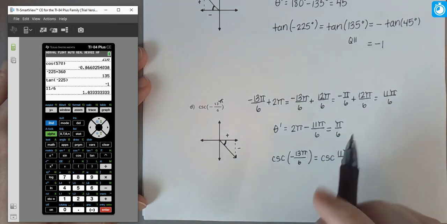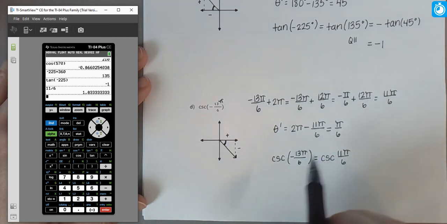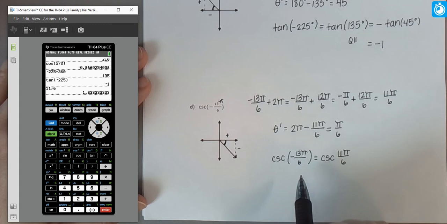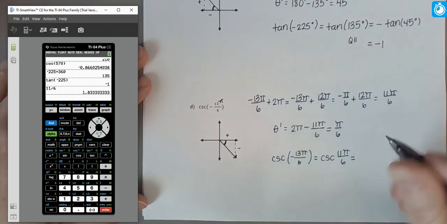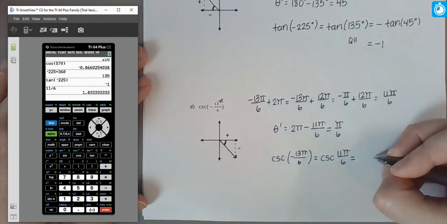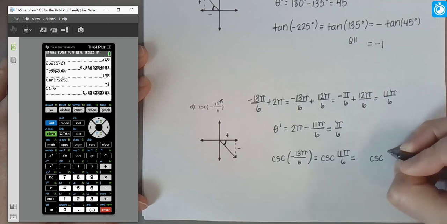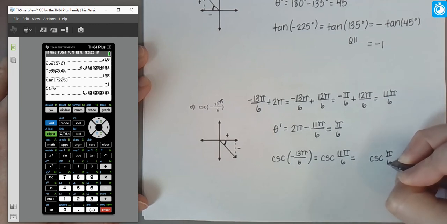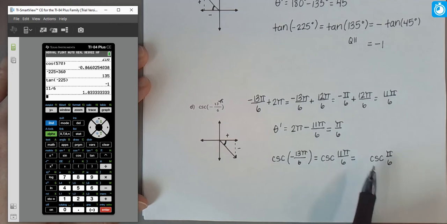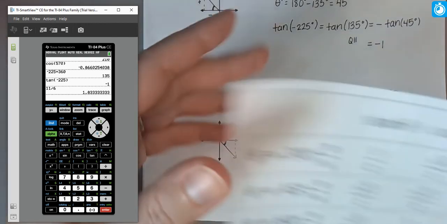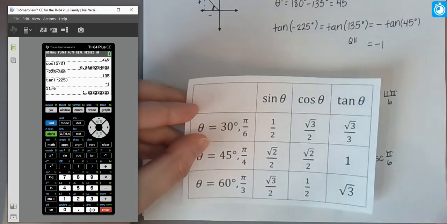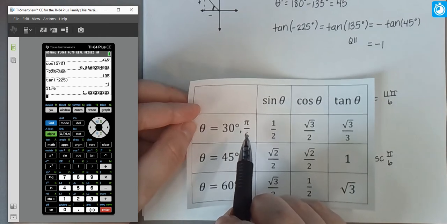Okay, so back to our actual problem. 11 pi over 6, again, coterminal to our actual angle. So these two values are the same because these two angles look the same. And that's going to be the same as our cosecant for our reference angle, which is pi over 6, because this is the angle that forms our right triangle. So what is the cosecant for pi over 6? Well, let's go look at our table. I don't see a cosecant. I do see a pi over 6, so here's pi over 6.